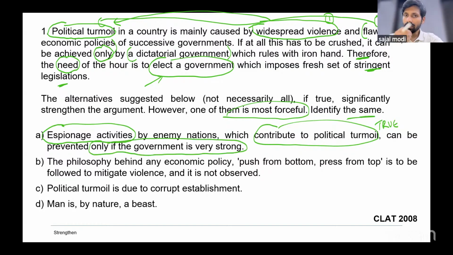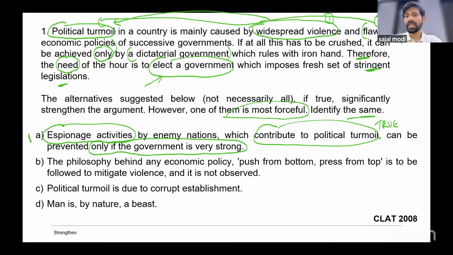Had the author, towards the end of the argument, concluded that we need a strong government to crush political turmoil? And option A provides direct support to the argument. Yes, even to take care of espionage activities that contribute to political turmoil, we need a strong government. It reinforces the point around the necessity of a strong government, right? So option A is very good.